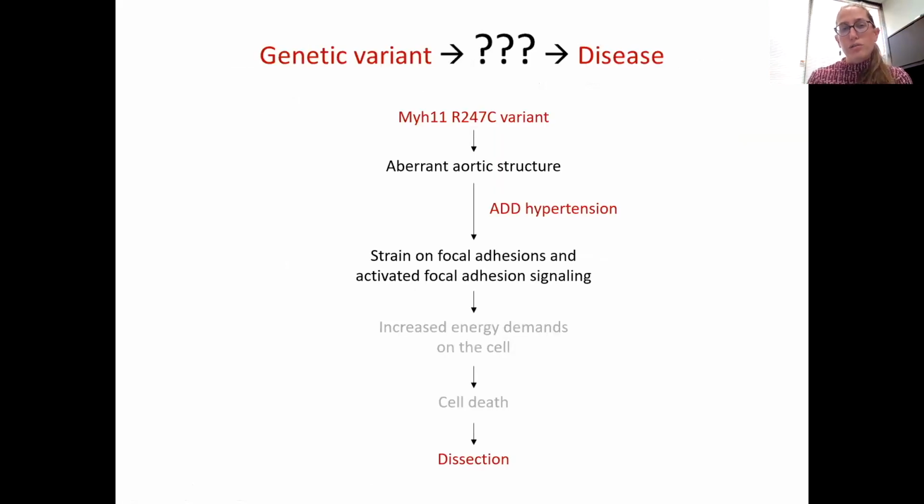So what I've shown you so far is that our VUS of interest is causing aberrant aortic structure. And when we add hypertension, it increases the strain on the focal adhesions and activates focal adhesion signaling. I'm going to go through a little bit of what I'm talking about here in gray. Now, I'm going to take a step back and try to explain the context before I show you a little bit of the data. I don't want you to get too worried or bogged down about the specific details. I'm going to try to explain the pathway first.